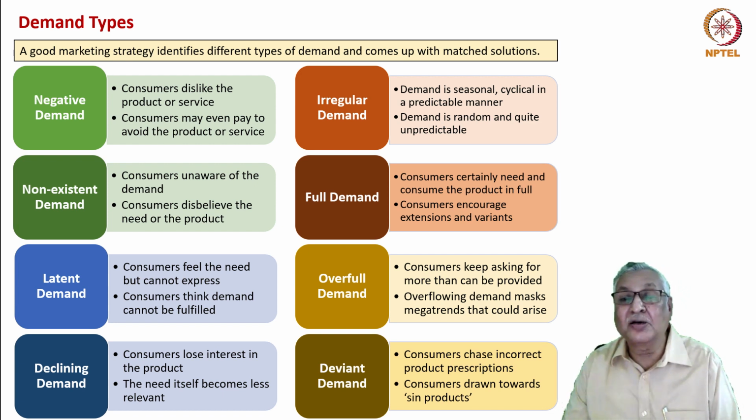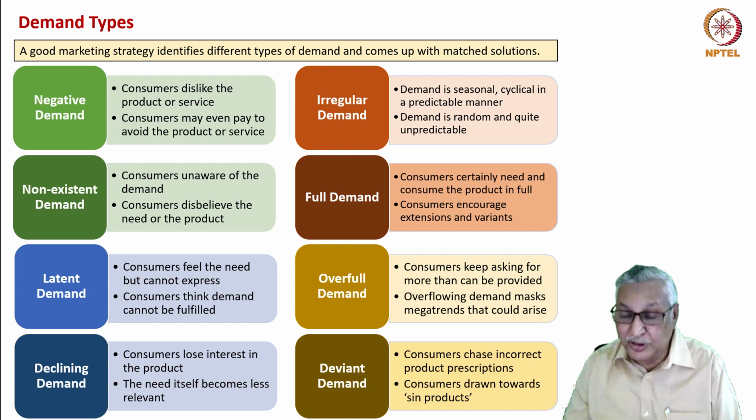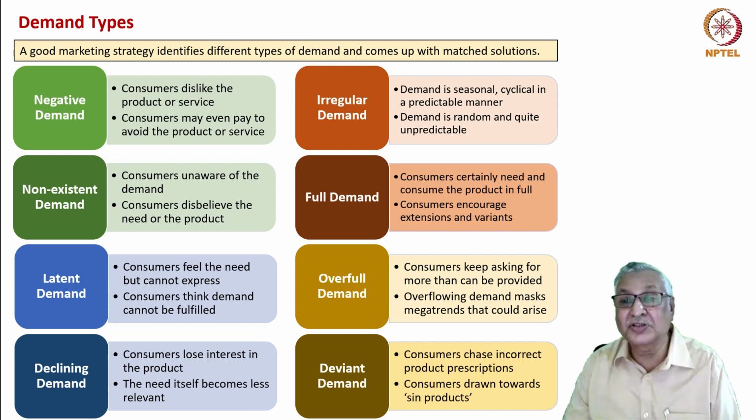The fourth type of demand could be irregular demand. That is, the demand is seasonal, cyclical, and it occurs in a predictable manner. Such demand is random and quite unpredictable. There are certain products where the seasonality plays a very big role. Cooking oils have high demand during the festival seasons. Similarly, sweets and snacks have very high demand during the festival seasons. Flowers will have certain demand during the wedding seasons. So, irregular demand is part of the nature for certain types of products and services.